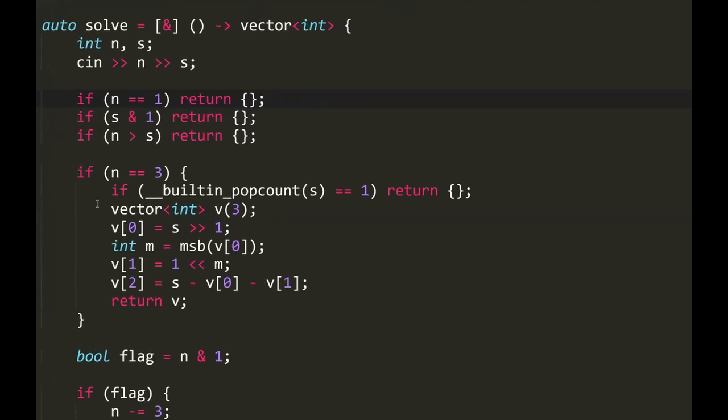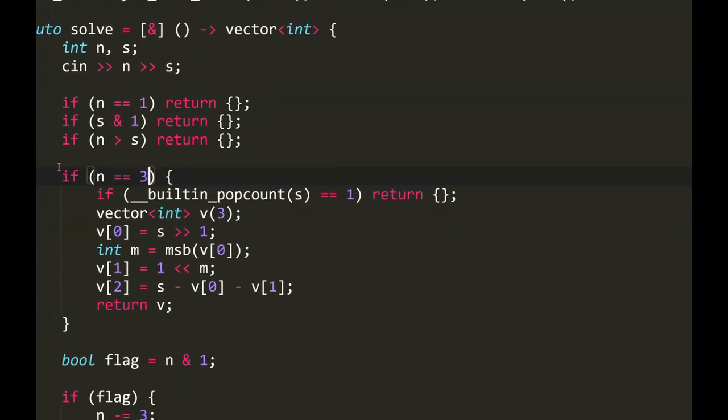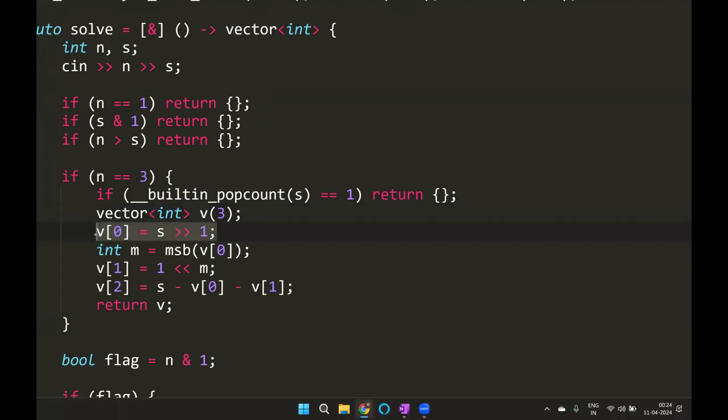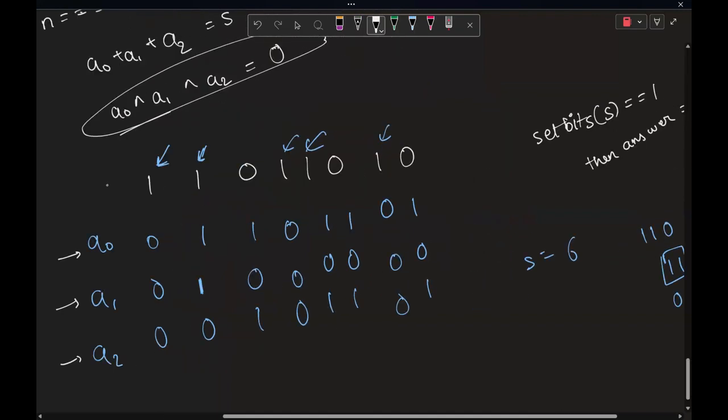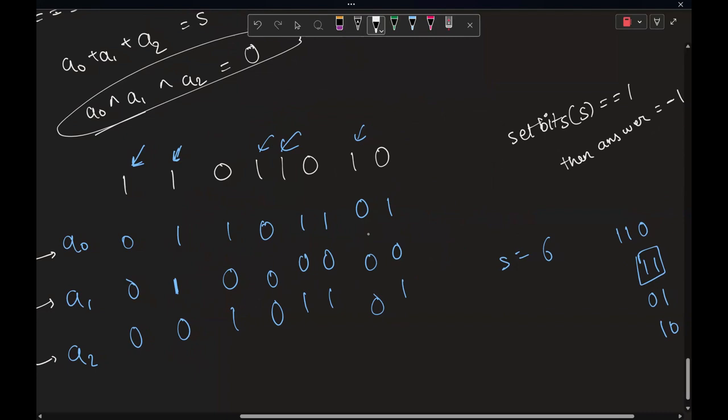After that, if n is 3, first of all, I have the trivial case that the number of set bits should be at least 2. If it is equal to 1, then the answer is no here. Then I have created my answer array here of size 3. The first number, a0, is nothing but s being right shifted once, that is s by 2.